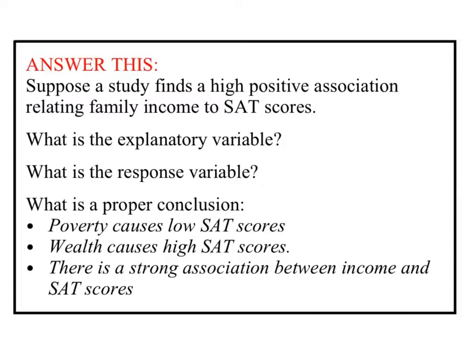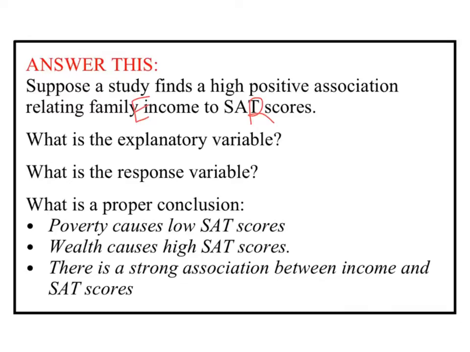Suppose a study finds a high positive association relating family income to SAT scores. Which is the explanatory variable? Well, the explanatory variable here would be the family income, that we think is explaining the SAT score. Okay, so I'm just going to put the E and the R in there.